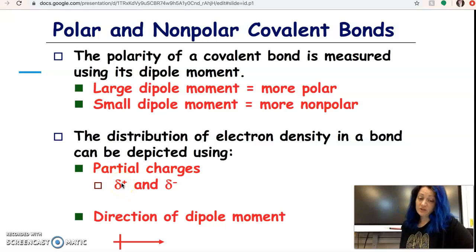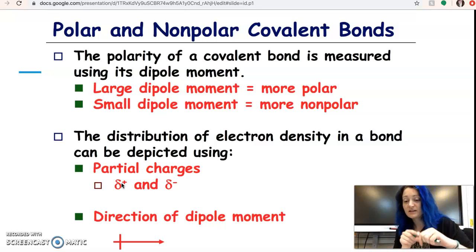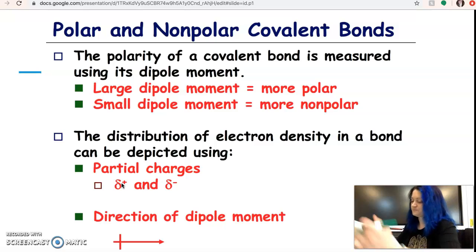You can also label the direction of a dipole moment using that little arrow with the plus sign. The way that works is that the plus side goes over the less electronegative atom, and the arrow points towards the more electronegative atom. So again, let's put this into practice.